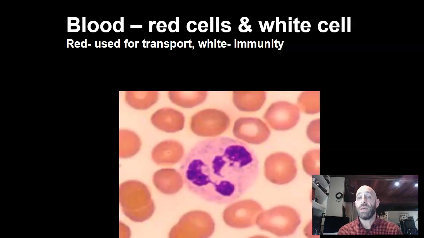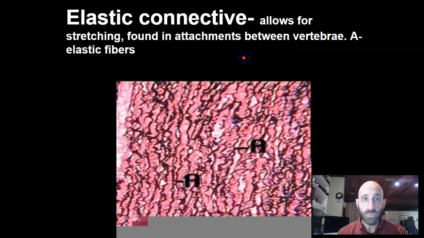What is the matrix? It's a liquid matrix, which is called plasma. So the matrix is going to be plasma. What is the function of your blood? Well, I just told you. Red blood cells are for oxygen and carbon dioxide transport. White blood cells make up your immune system. And platelets are there for blood clotting and protection. We're going to finish up here with the last couple.